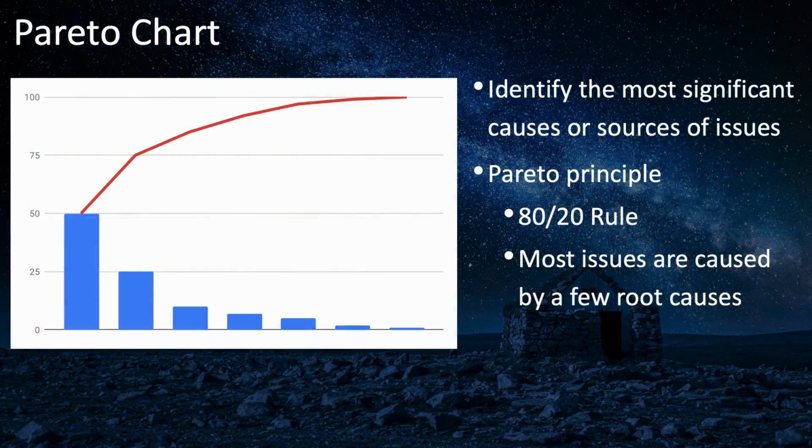A Pareto chart is based on the Pareto principle, also known as the 80-20 rule. The Pareto principle was introduced by Joseph Juran, who named it after the Italian economist Vilfredo Pareto, who showed that about 80% of the land in Italy was owned by 20% of the people. It turns out that the 80-20 rule applies in all sorts of circumstances. It's not always 80-20, it can be 70-30 or 90-10 or whatever.